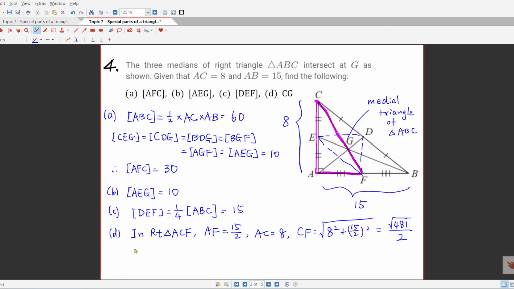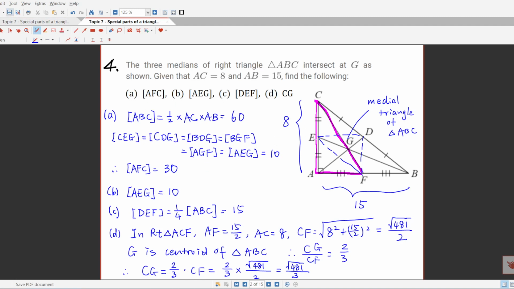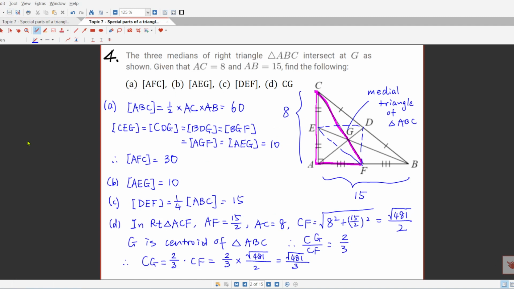And because G is a centroid of triangle ABC, then we know the ratio between CG over GF is 2:1, right? Or CG over CF is 2:3. Therefore, the length of CG is 2/3 of CF, which is 2/3 times square root of 481 over 2. And this gives us square root of 481 over 3, right? Okay, have a look at the solution here, and let me know if you have any questions, okay?